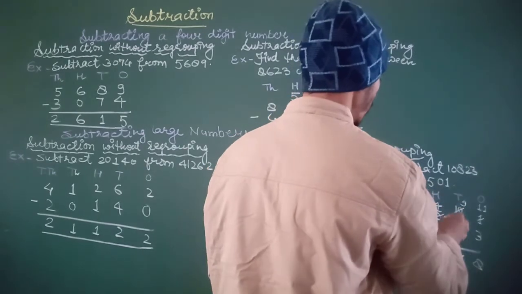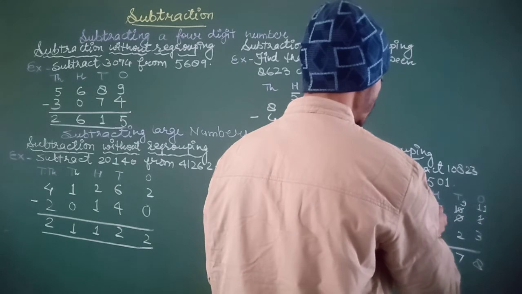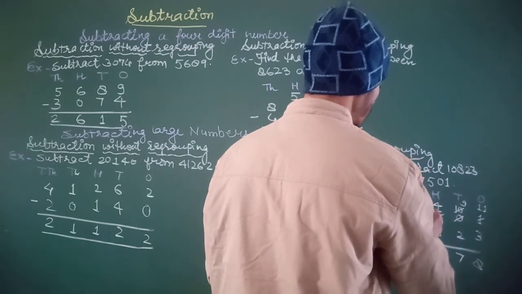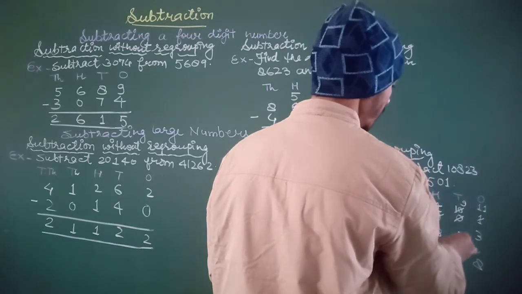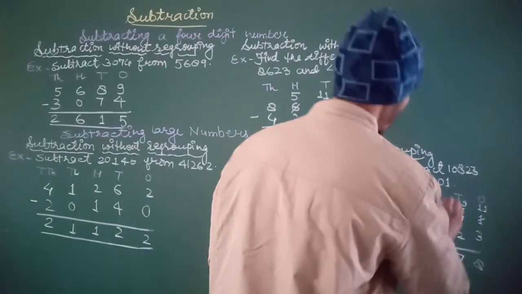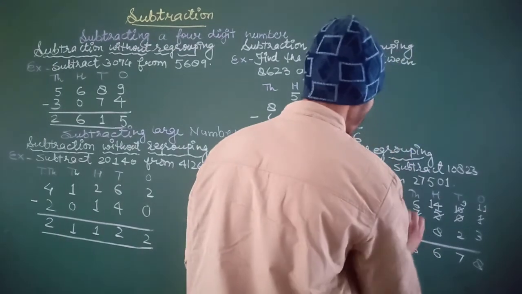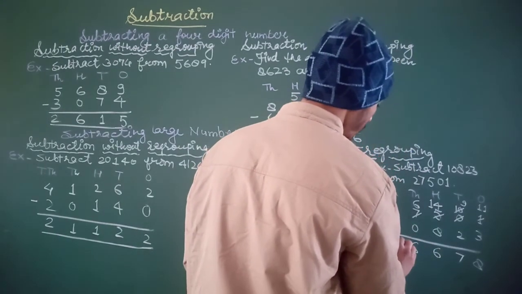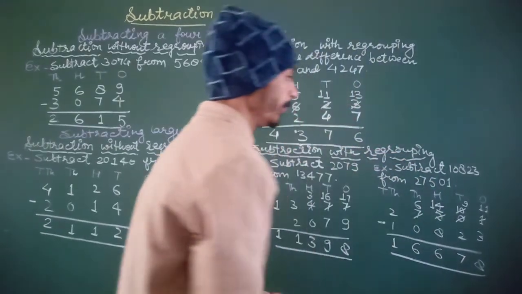And 800 cannot be subtracted from 400. So regroup 7,400 into 6,000 and 1,400. Now 1,400 minus 800, that is 600. And here 6,000 minus 0,000, that is 6,000. And here 20,000 minus 10,000, that is 10,000. Once again listen carefully.